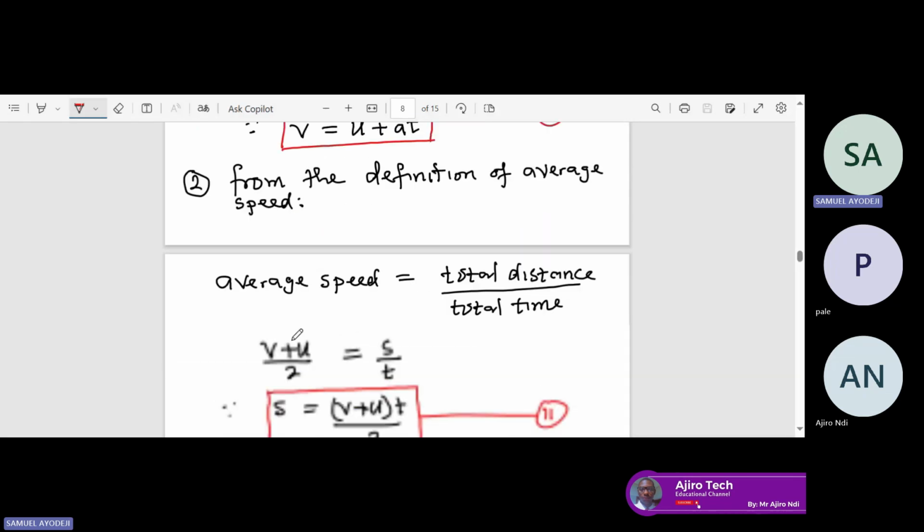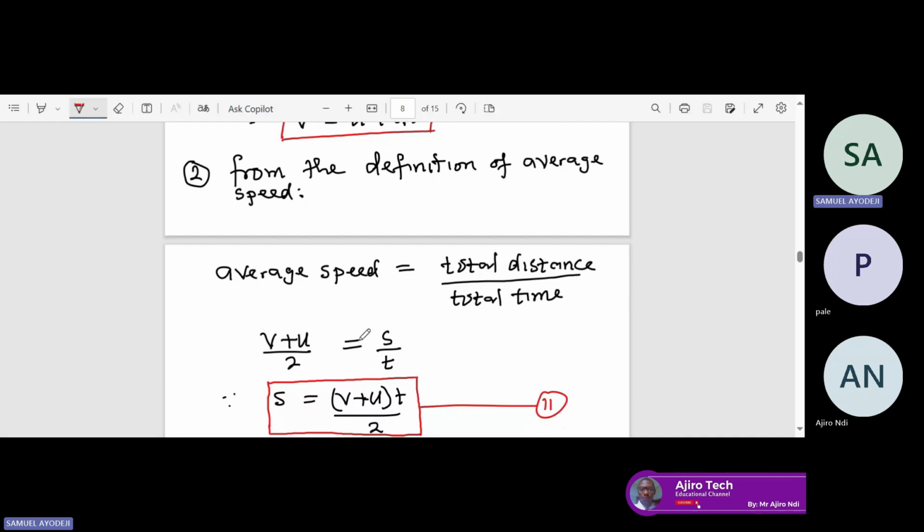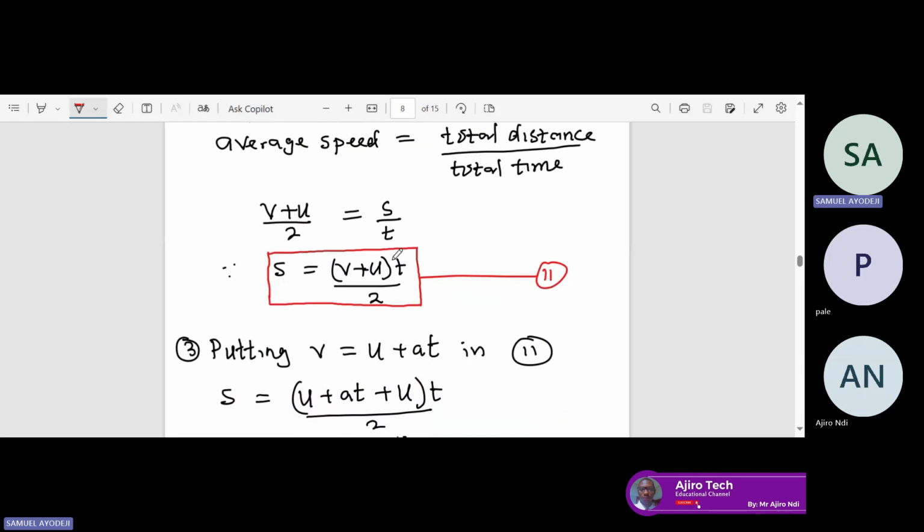From the definition of average speed, total distance over total time. So what's average in mathematics? You find the mean. You have two velocities. What's the average? Add up and divide by two. That's what I did here. It's equal to this. So that gives you this, fine.